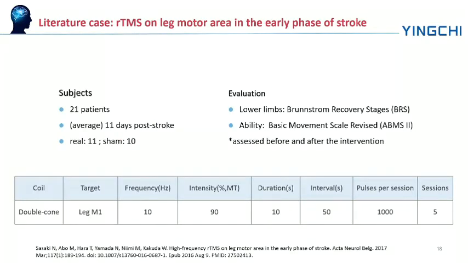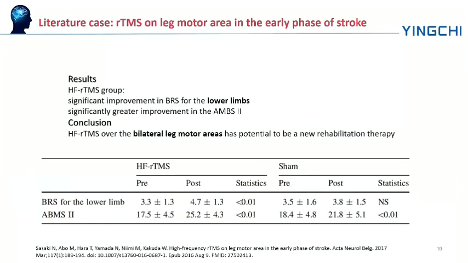So here is a literature case of rTMS used on the leg motor area in the early phase of stroke. This study acquired 21 patients, with an average of 11 days post-stroke. Their results were assessed before and after the intervention. They used a double cone coil with high frequency over the leg motor area. As you can see, compared to the sham group, the high-frequency rTMS group shows a significant improvement in the lower limbs and a greater improvement in the AMBS2. So we come to a conclusion that the high-frequency rTMS over the bilateral leg motor areas has potential to be a new rehabilitation therapy.